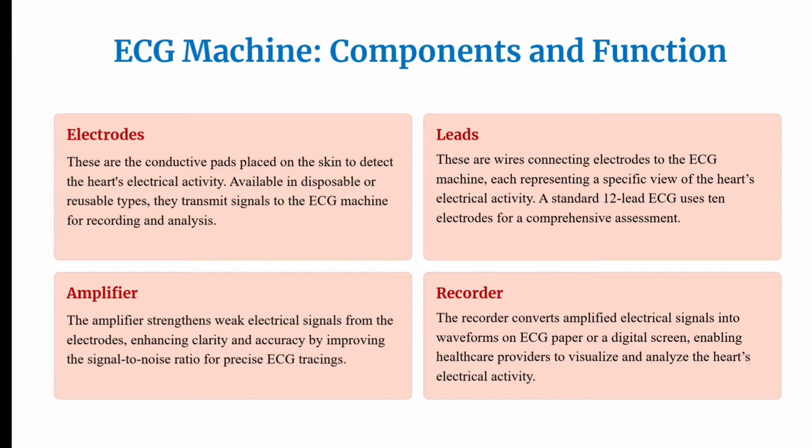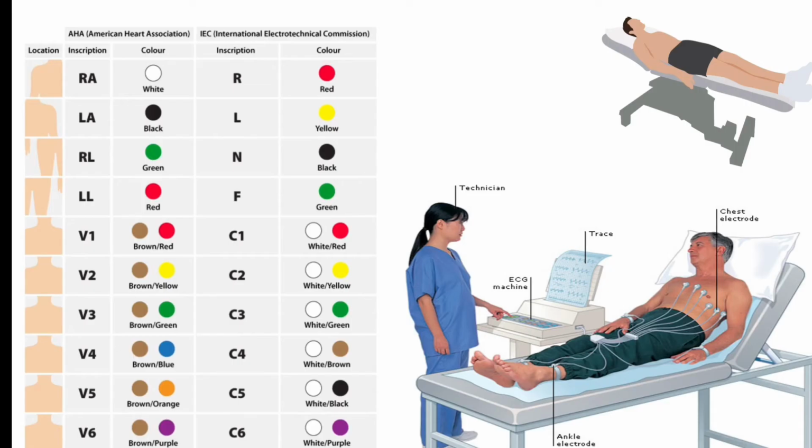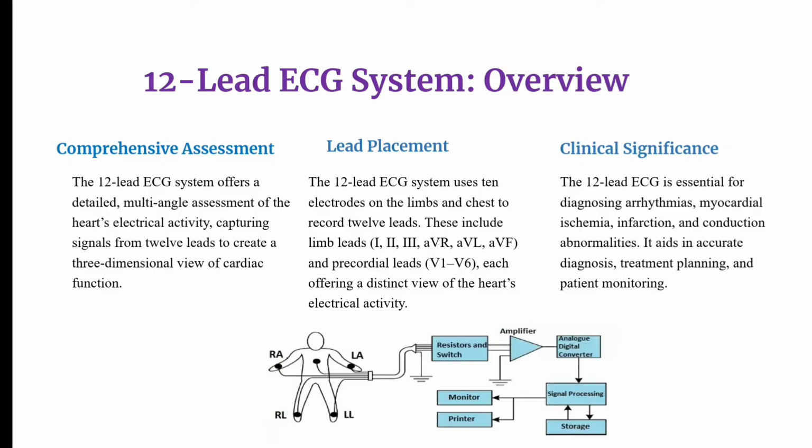12-lead ECG system. Overview. The 12-lead ECG is the gold standard for cardiac assessment, providing a multi-angle view of the heart's electrical activity. By placing 10 electrodes on the body, the machine generates 12 distinct views, each offering critical information about different regions of the heart. This comprehensive approach allows clinicians to detect conditions such as ischemia, infarctions, conduction blocks, and arrhythmias with precision.